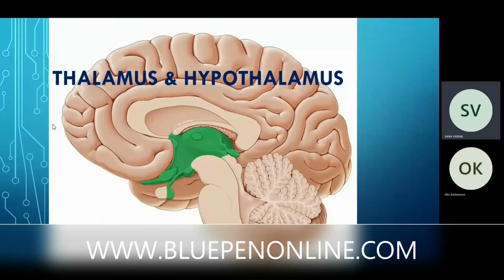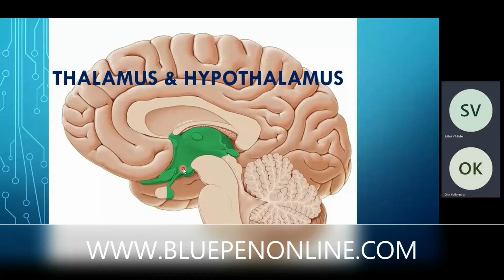So the area highlighted in the green color is the thalamus and hypothalamus portions. This oval-shaped part is the thalamus. And the remaining conical-shaped area is the hypothalamus, which connects to the pituitary gland. So this is the thalamus, and the lower portion is the hypothalamus.